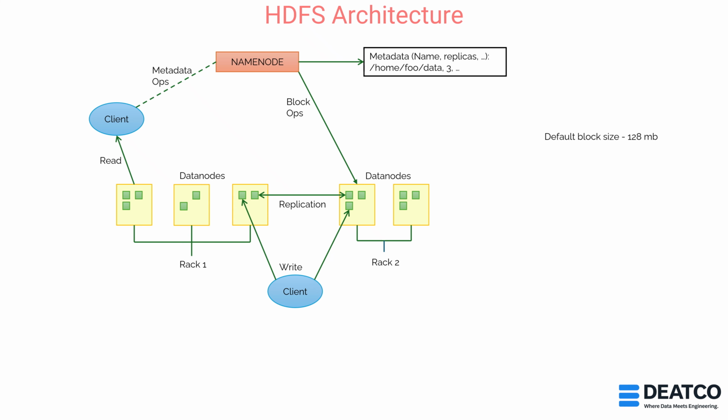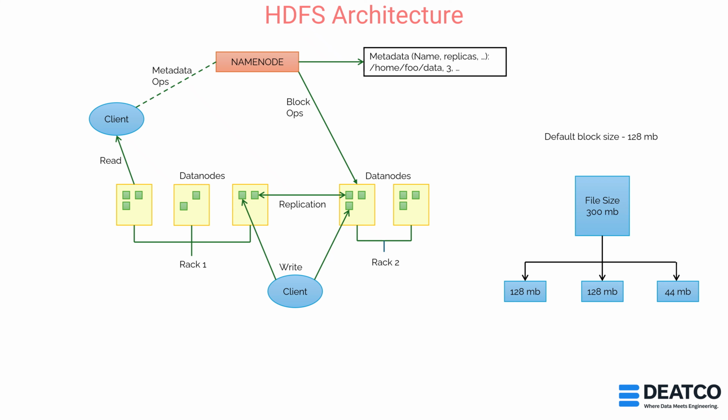Let's understand a scenario of HDFS. Assume we have a file of 300 MB. Then the file will be divided into 3 blocks and stored in HDFS. The first block will be of 128 MB, the second block will be of 128 MB, and the final block will be of 44 MB.